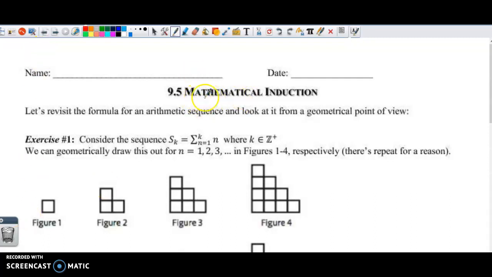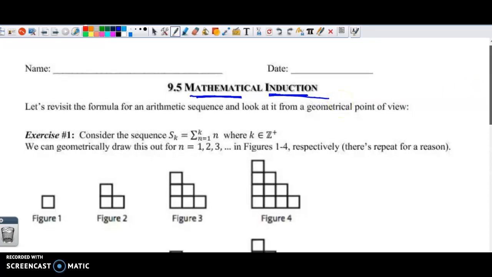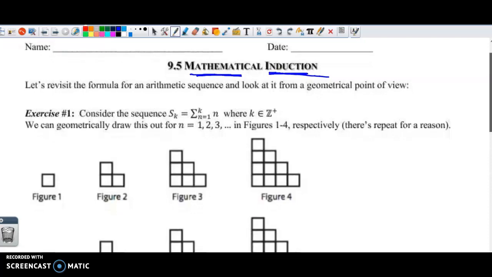Hey pre-calc, we're going to start in with mathematical induction. And what I want to happen here is just explore some deeper level math concepts. And there will be one of these induction problems on the test. So there's definitely a reason for you to want to figure it out.